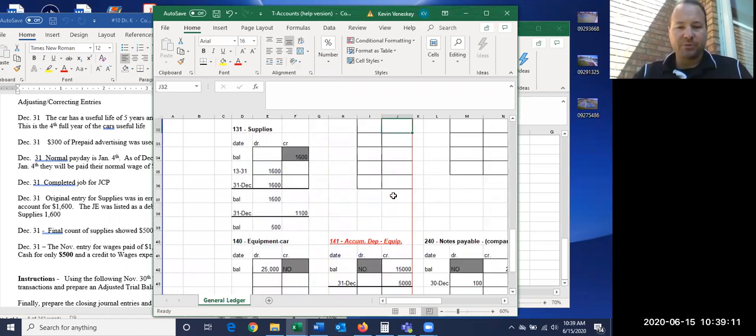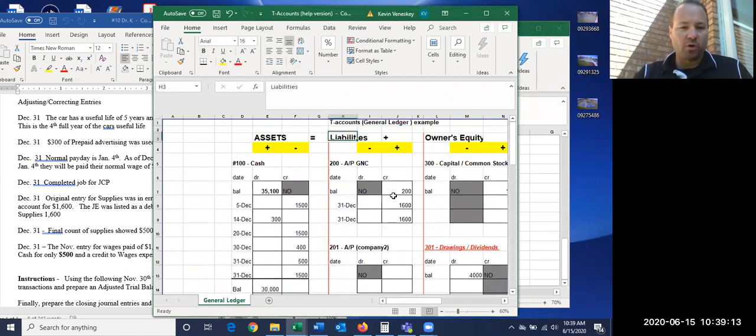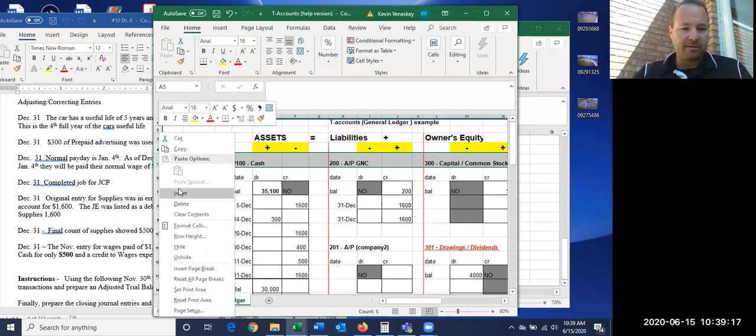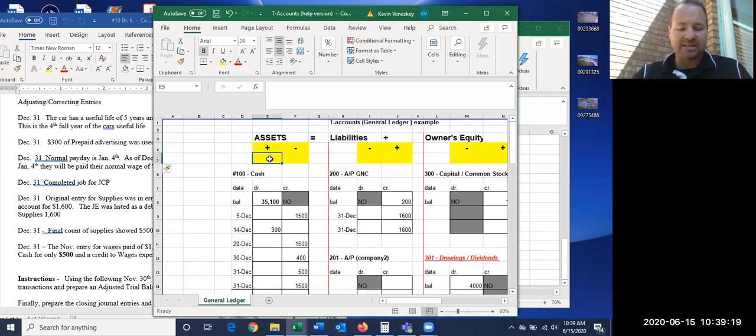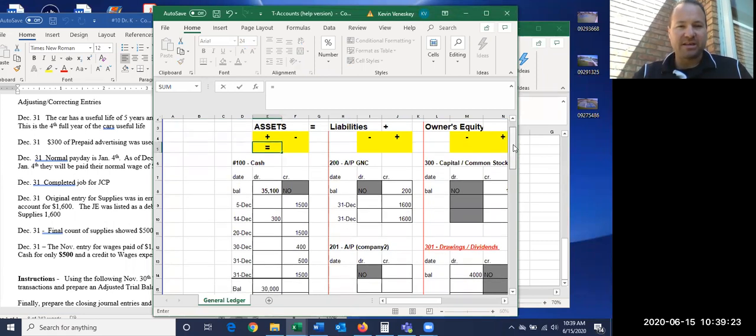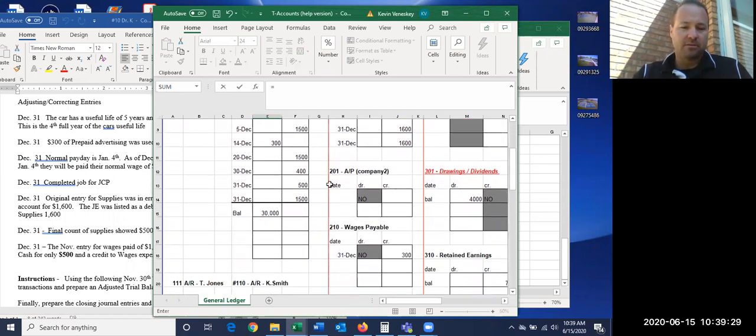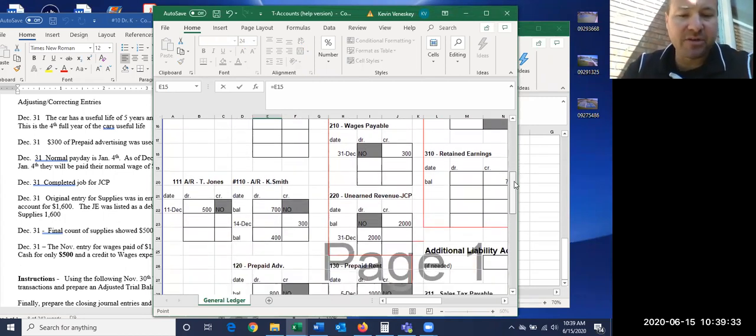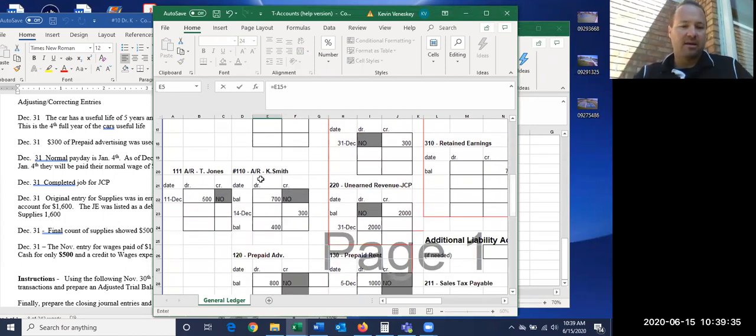Now, what I like to do at this point is go ahead and total all of my assets. This will tell me what my total assets are before I even do the trial balance to see if they will equal the other side of the equation. So I take the 30. I'll take my balance of everything. Add in my AR. Add in my other AR.